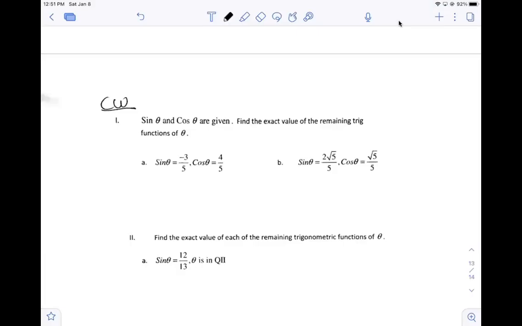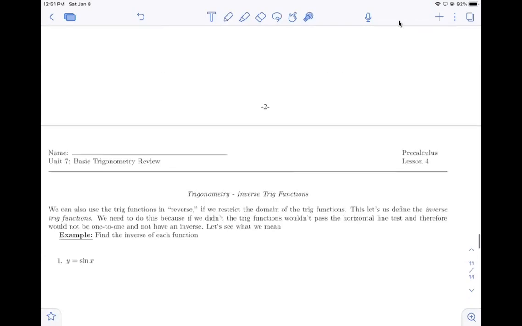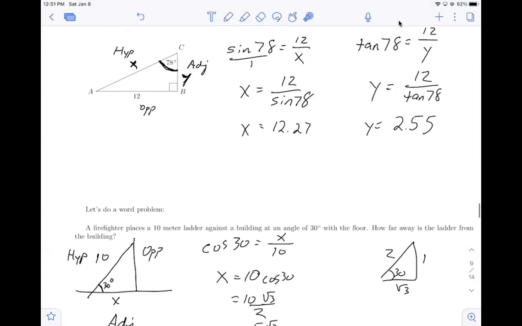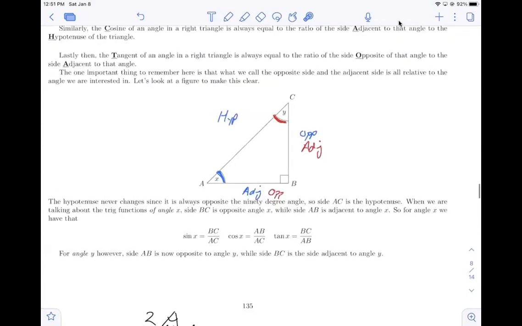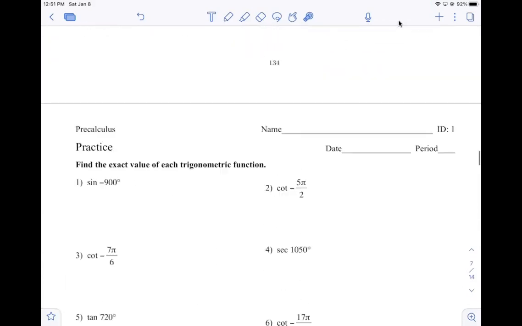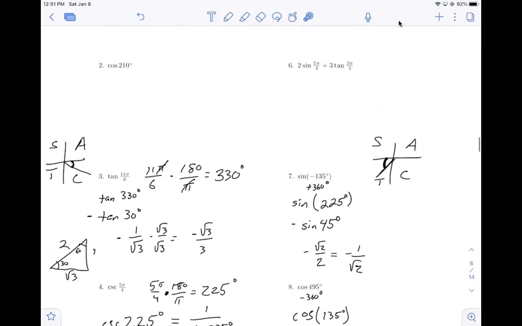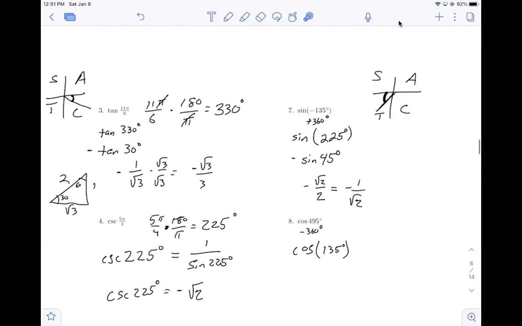Okay, so for these types of problems, what we want to end up doing is really working in reverse. If you think about what we've been doing this unit so far, specifically in lesson 2, we've been trying to find the exact values of trig functions given an angle. So this is what we're doing in lesson 2.